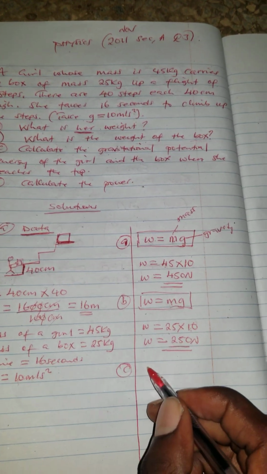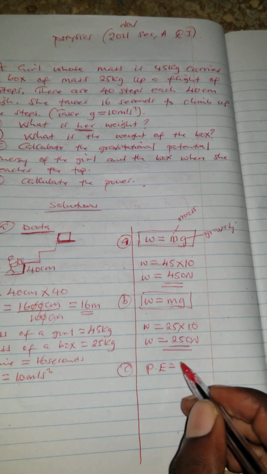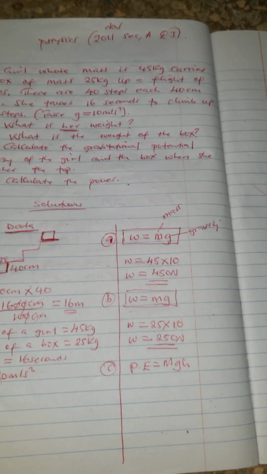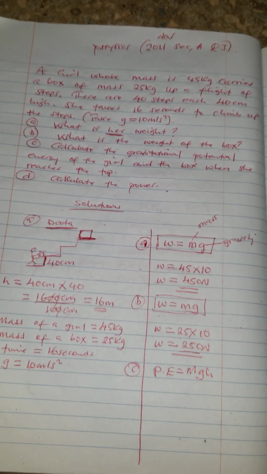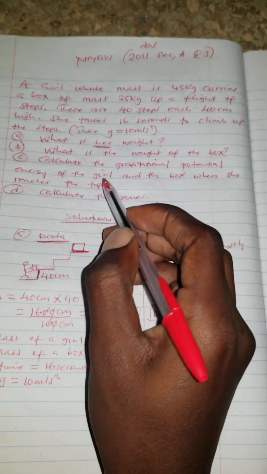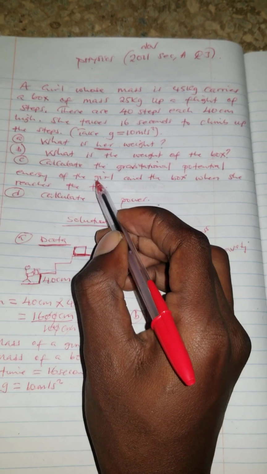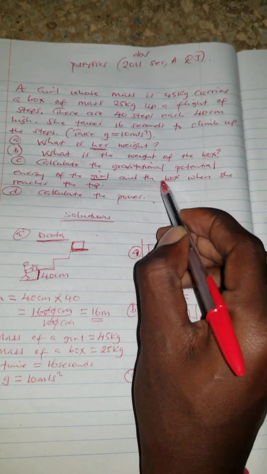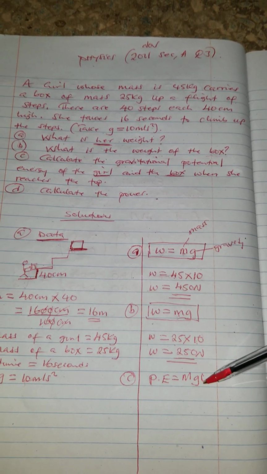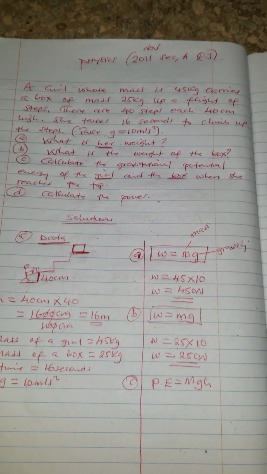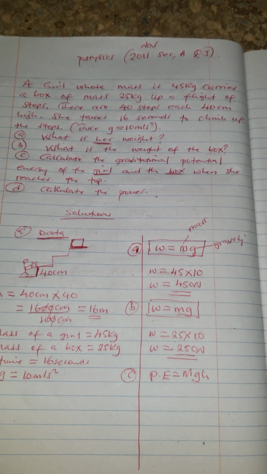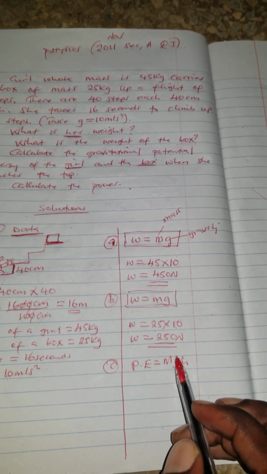Potential energy is given by the formula: potential energy is mass times gravity times height. We also need to consider that here we are calculating the gravitational potential energy of the girl and the box. So we need to understand what the examiners are asking us to do. We are finding the potential energy of the girl and the box. The variables in our formula are mass, gravity, and height. Now let's concentrate on the mass. Since we are finding the gravitational potential energy for two objects, meaning we are supposed to find the total mass here.